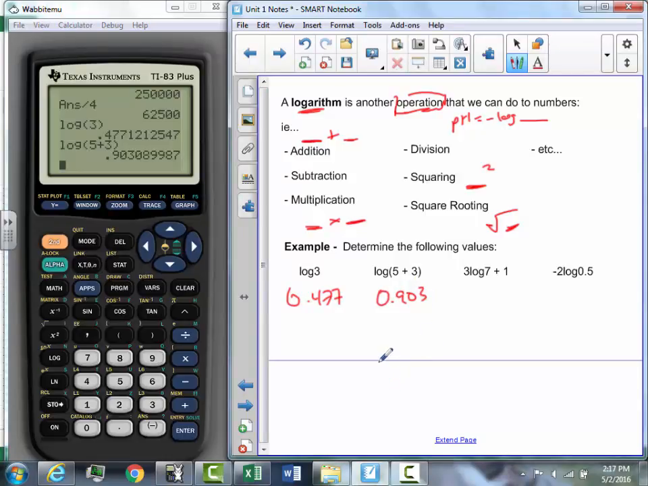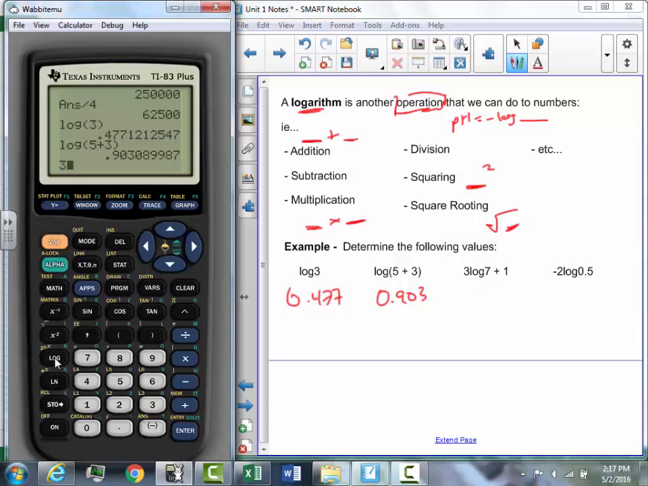Now, I did these two back to back to try to prove a point here. Do you see how the 5 plus 3 is inside the brackets on this particular one right here? Do you see how this next one right here has a 7 plus 1, but I didn't include brackets? What this means for the third one here is to go log, just log 7, close the bracket, and then add 1.